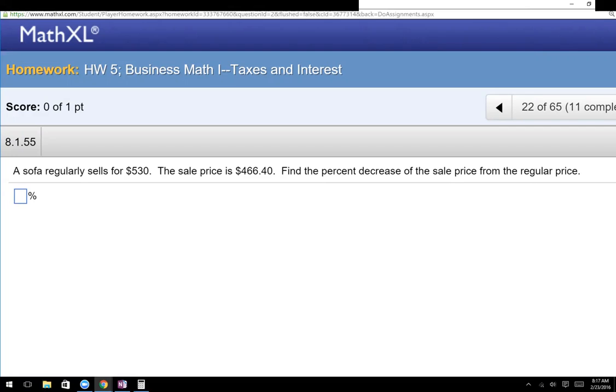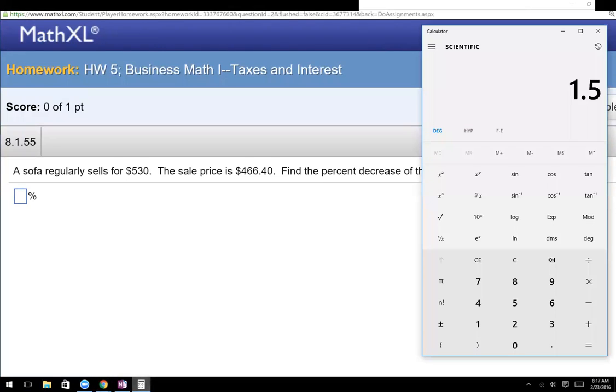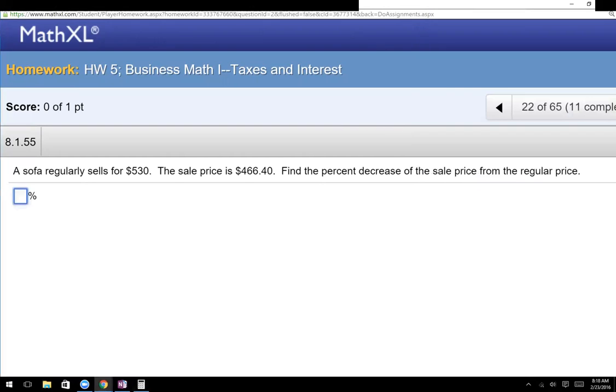So what's the first thing I'm going to do? Subtract the 466.40 from 530. Right. So the first thing I need to find is how much did it decrease. So 530 minus 466.40. Yeah. So my part is 63.6. So I divide that by the whole, which was the 530. So I went down by 12%.